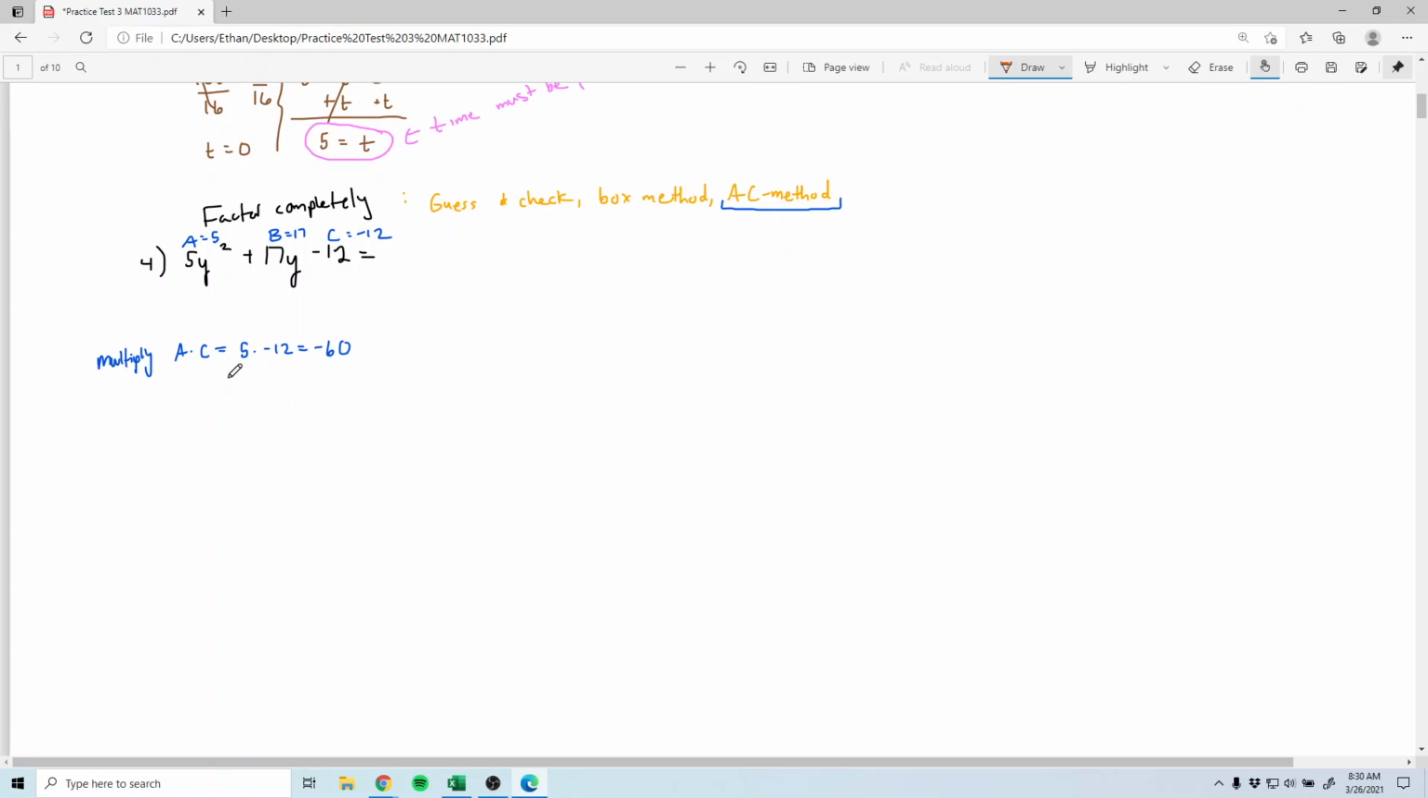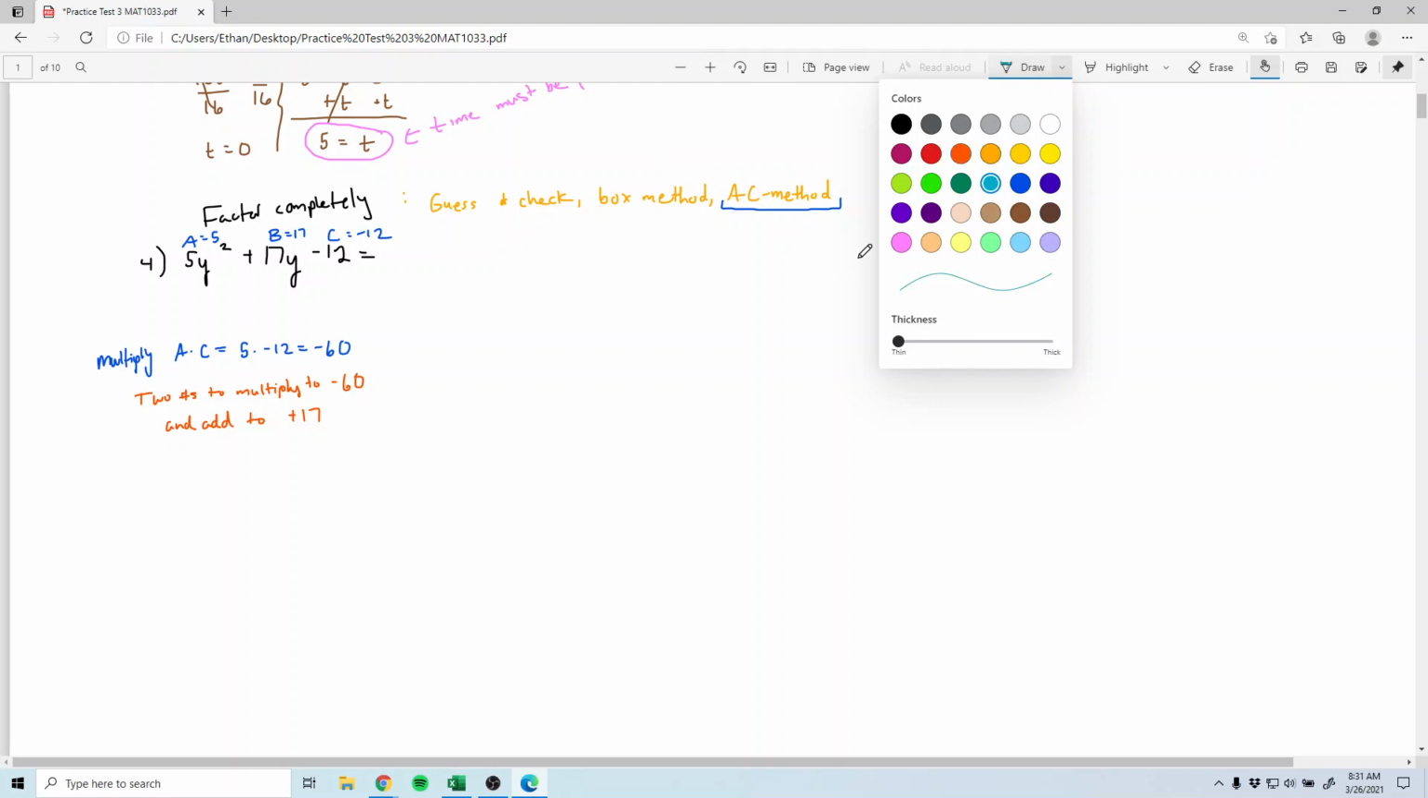But here we've got negative 60, and what we want is two numbers that multiply to negative 60 and add to positive 17, the B. Now don't get confused here because we have 5 and 12. Those don't work because we're going to need two numbers that multiply to negative 60. That means one will have to be negative and one will have to be positive. Negative 12 and 5 make negative 7. Negative 5 and 12, the opposite, would make positive 7. So those don't work.